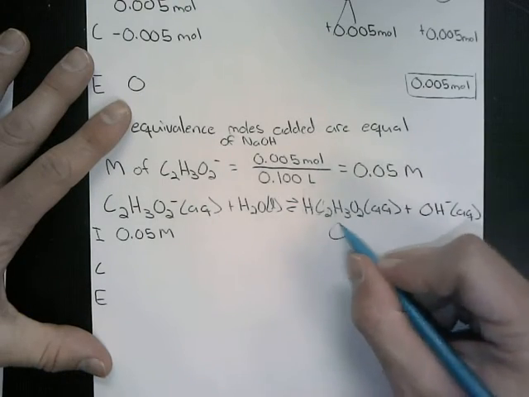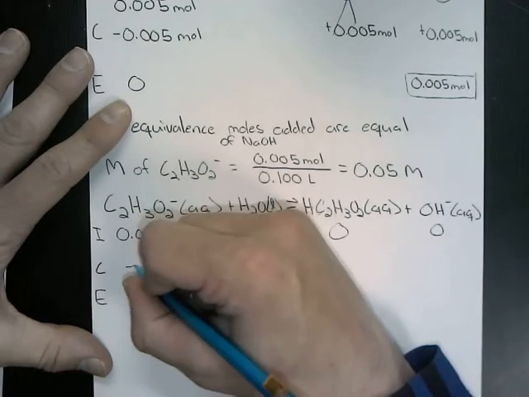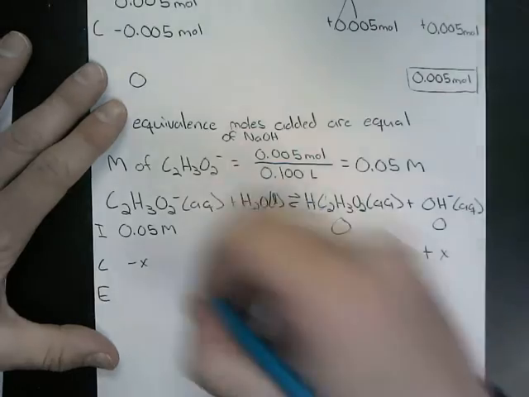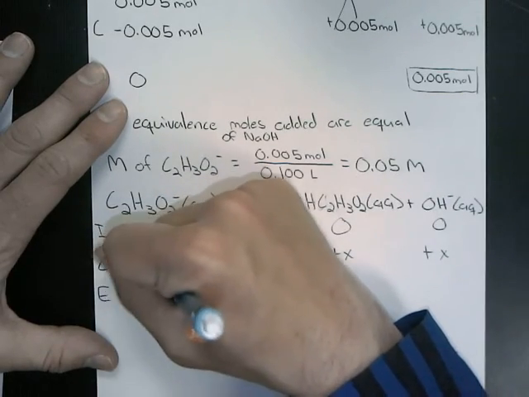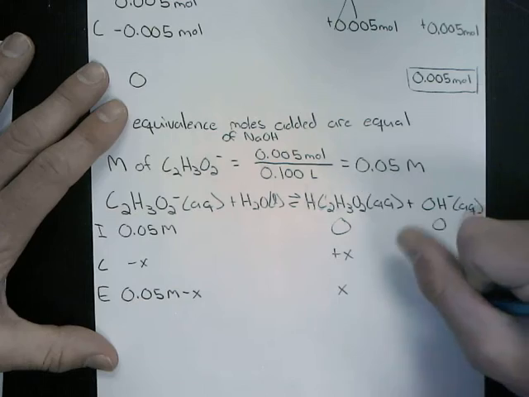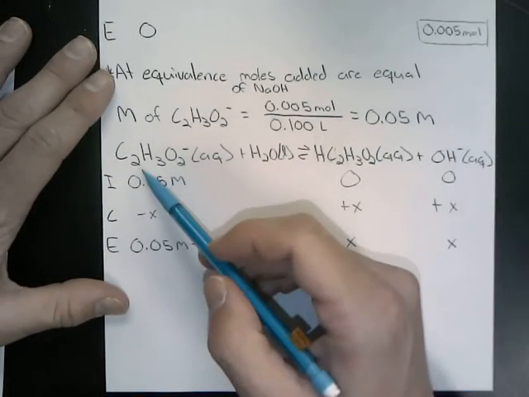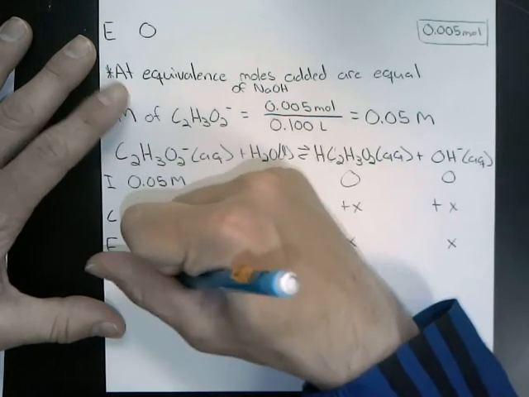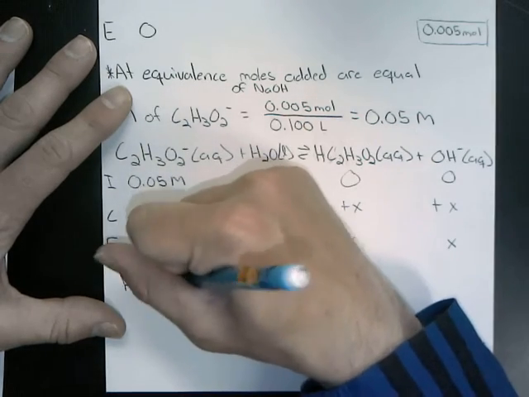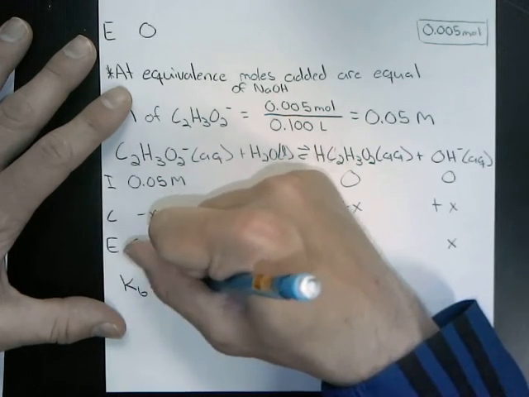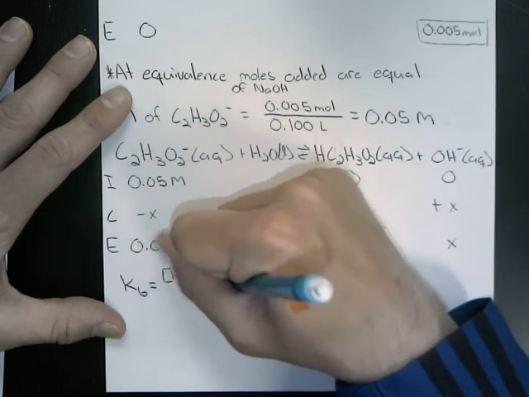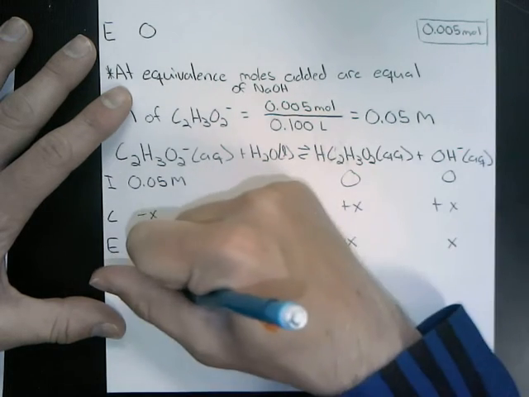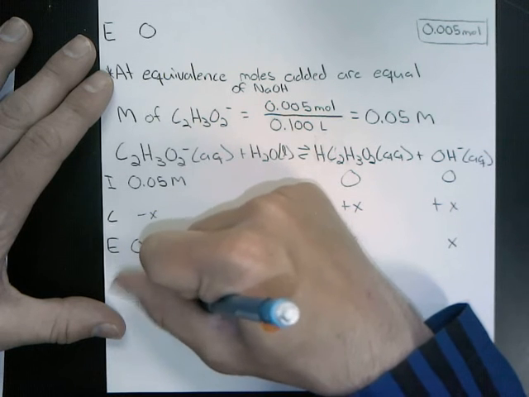Now, initially in this problem, we didn't have any of these substances here. So we establish our variables, and at equilibrium, we'd have 0.05 molar minus X, X, and X. So now, check this out. This is a weak base, so it'd actually be Kb equals our concentration of weak acid times our concentration of OH minus, all divided by our weak base.